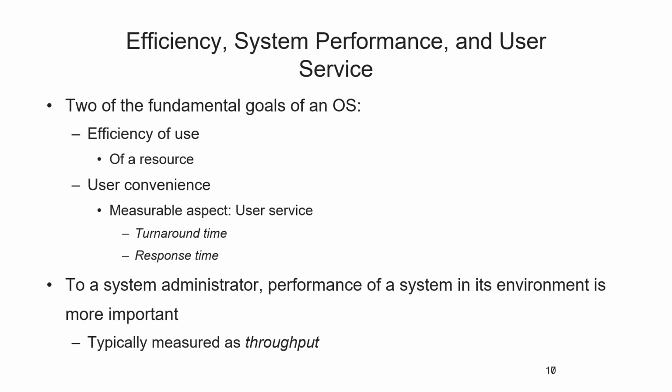Is it clear? So we have talked about efficiency, system performance and user services. Efficiency and user service are the main goals of an operating system. Efficiency can be calculated by the efficient usage of resource, and the user convenience by the turnaround time and response time, and then system performance can be calculated by throughput. Now we are going to talk about what we mean by efficiency, system performance and user services. That means the measurements of efficiency, system performance and user services.